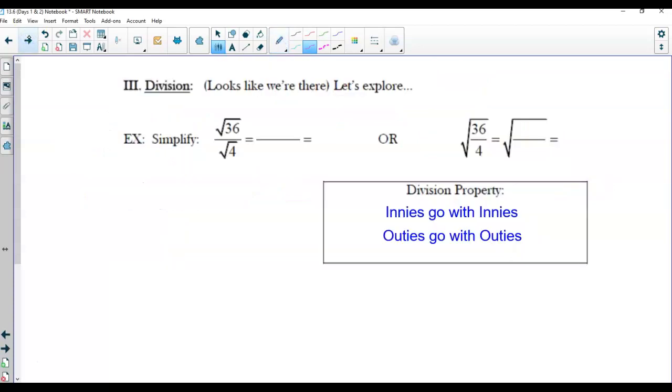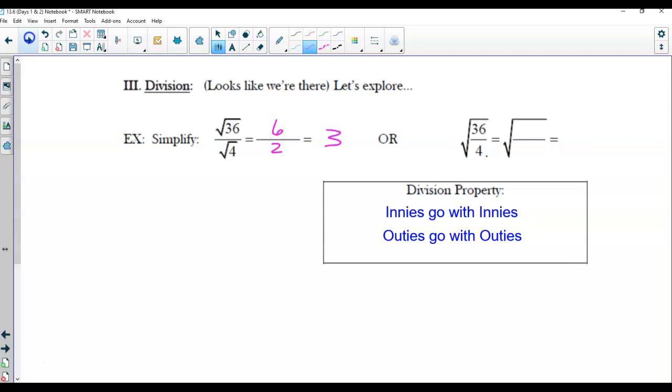So we're going to move along here. Division. Well, looks like we're here. There's 2 ways to skin a cat, guys, you got to know. Notice the numerator's under a root, the denominator's under a root. Well, when I'm looking at this, I know what the square root of 36 is, that's 6. I know what the square root of 4 is, that's 2, and they pop out. And what is 6 divided by 2? It's 3.